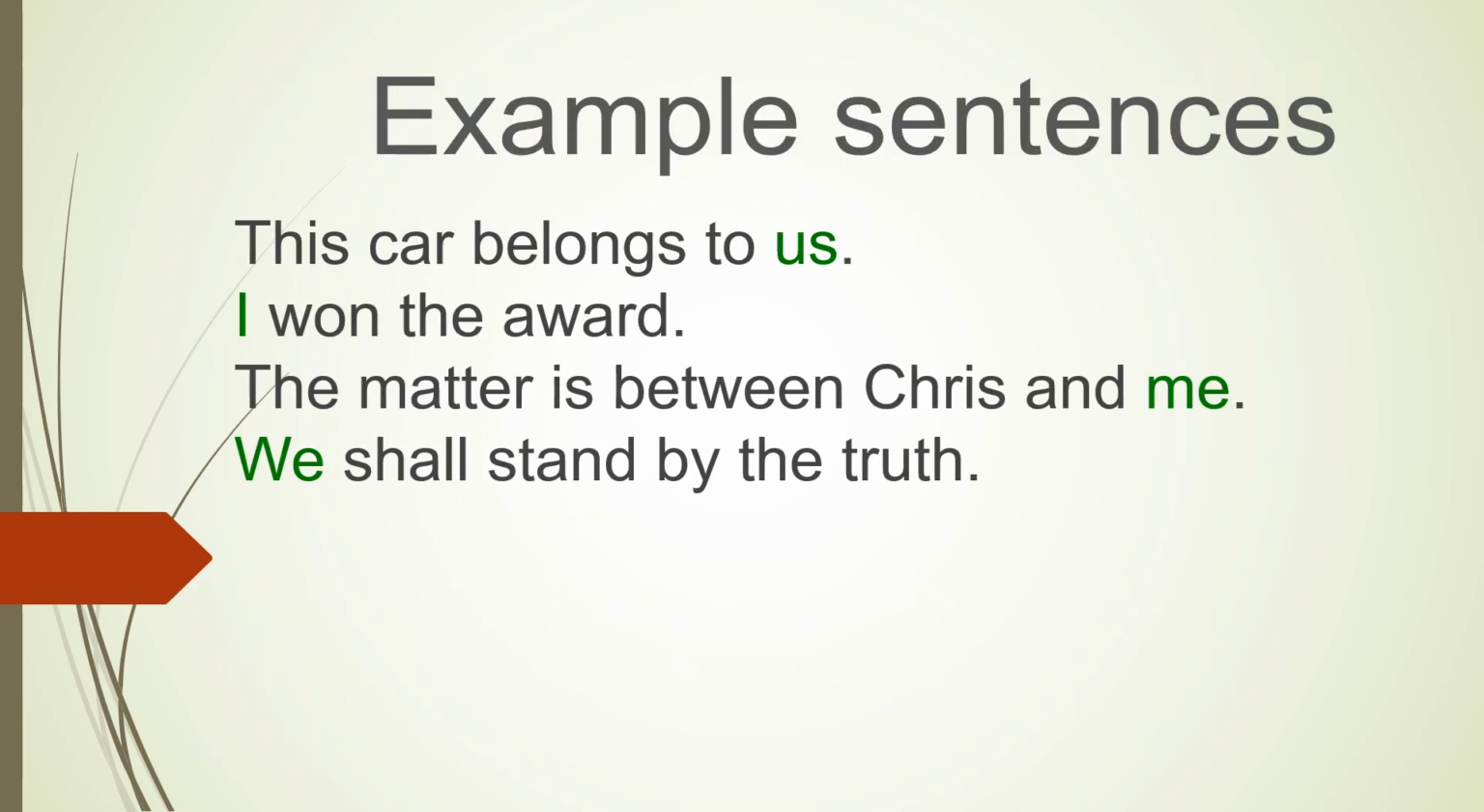Now let us use those examples in example sentences. This car belongs to us. Us becomes the personal first person pronoun. I won the award. Again, the first person becomes I. The matter is between Chris and me. Me is again the first person in the personal pronoun. We shall stand by the truth. We again is the first person in the personal pronoun.